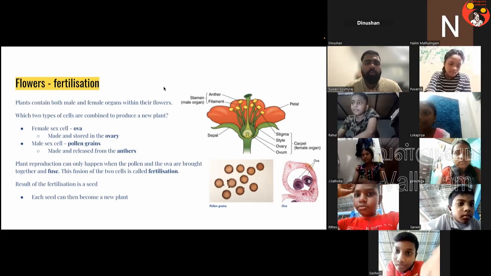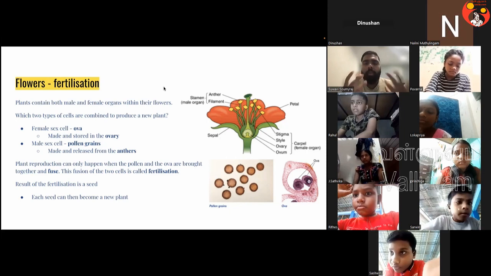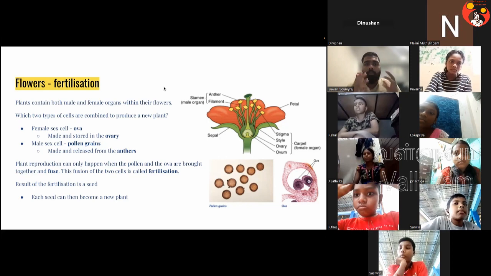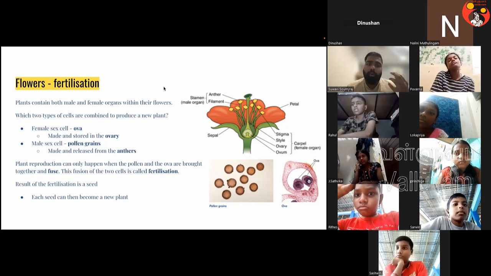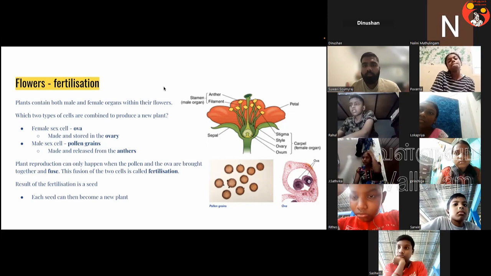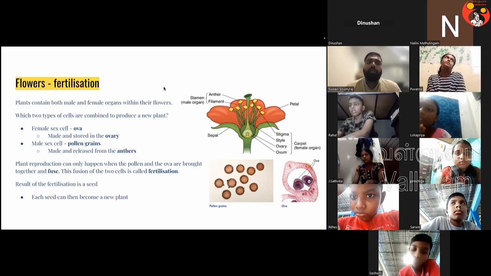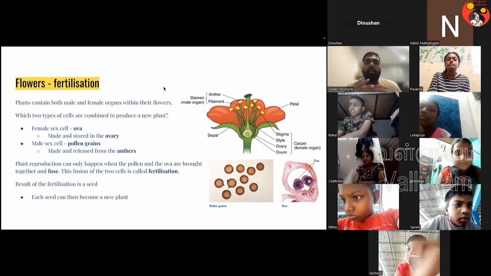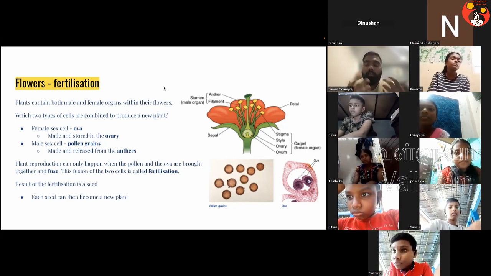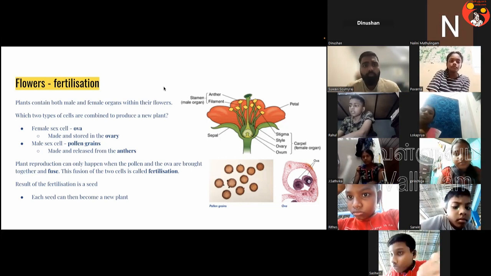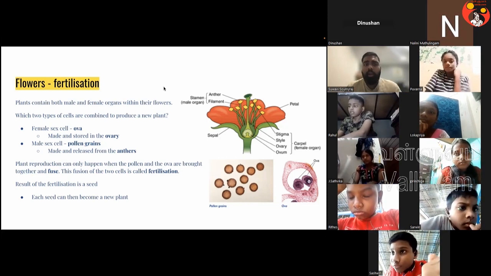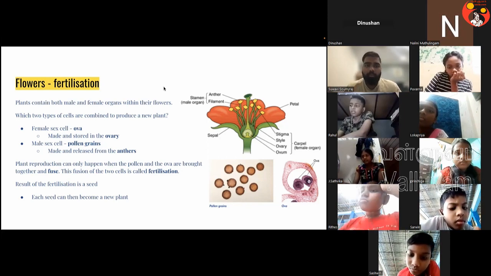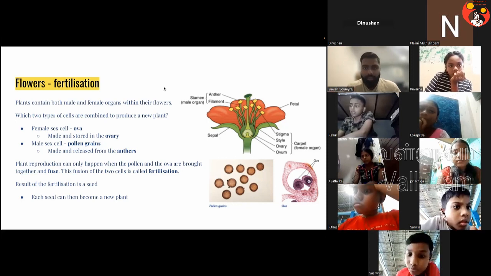Just before this one, we were talking about how the main purpose of flowers is to aid in reproduction. In order for reproduction to occur, there are both male and female organs within the flower. There are two types of cells that are combined from these male and female organs to start the process of producing new plants. From the female side, it's the ova, which is made and stored in the ovary. And from the male side, it's pollen grains, which are made and released from the anthers.